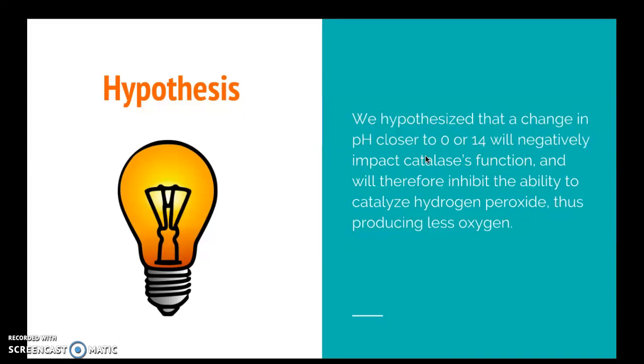Hypothesis. We hypothesize that the change in pH closer to 0 or 14 will negatively impact catalase's function, and will therefore inhibit the ability to catalyze hydrogen peroxide, thus producing less oxygen.